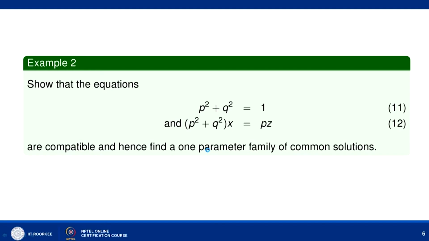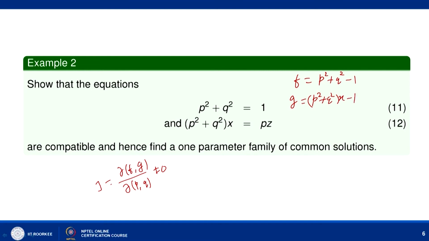Show that the equations p squared plus q squared equals 1 and p squared plus q squared x equals pz are compatible with each other, and then find a one parameter family of common solutions. So here I ask you to verify that the Jacobian, ∂(f,g) upon ∂(p,q), is non-zero. Here you define f as p squared plus q squared minus 1, and g you can define as (p squared plus q squared) x minus pz. So here we have to calculate this quantity.